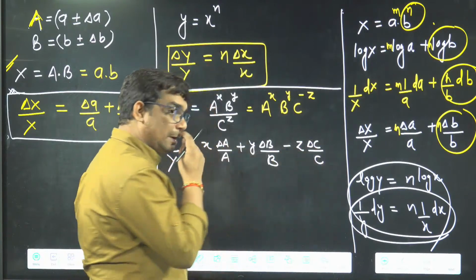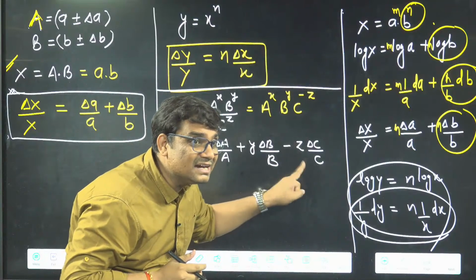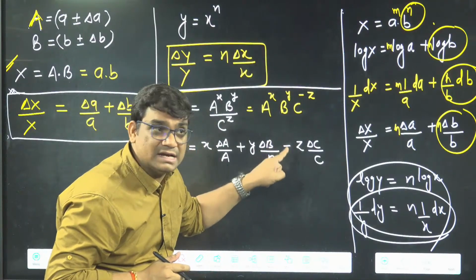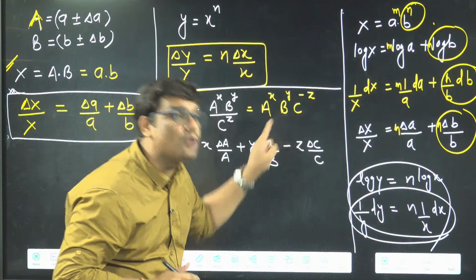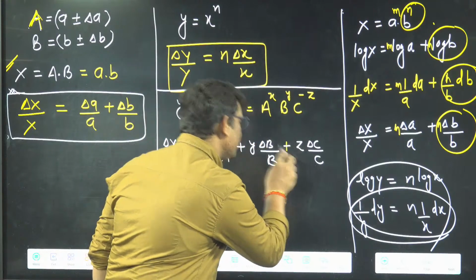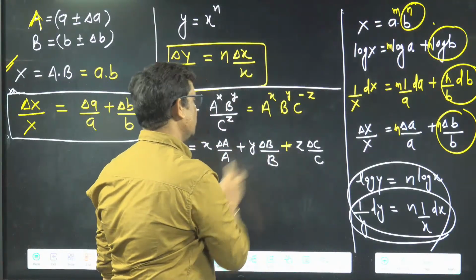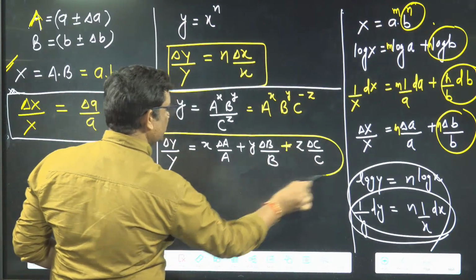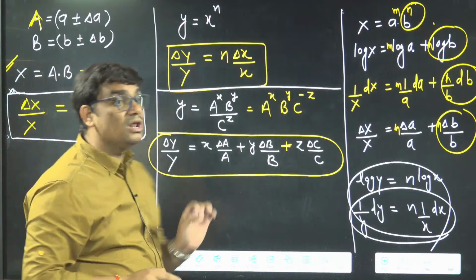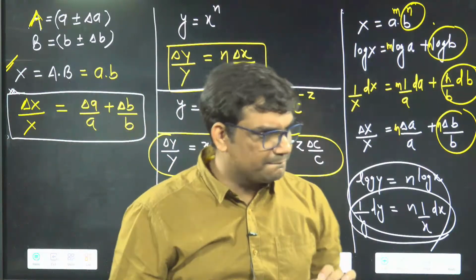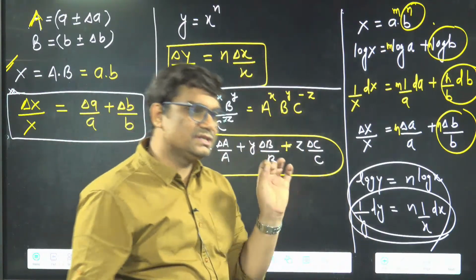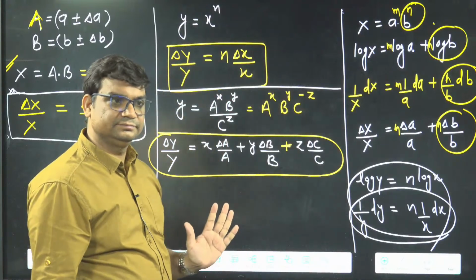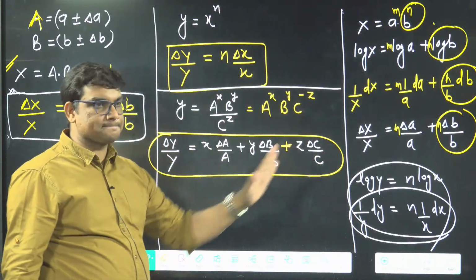But I have told errors are always added. So here minus I cannot accept, I have to make it positive. So if anywhere a negative is coming, you have to make it positive. Errors are always added. Clear? I hope this example is also clear here. Errors are always added, okay? Errors are always added. Clear? Okay?